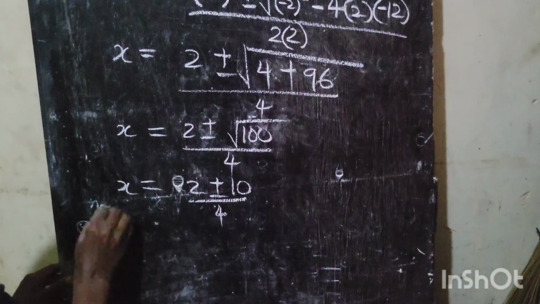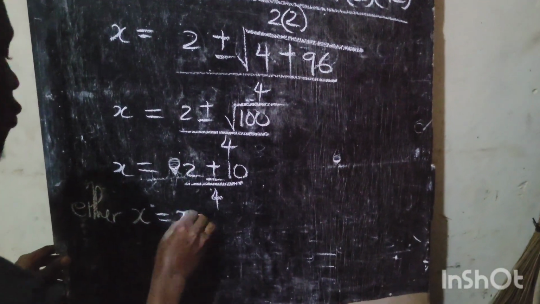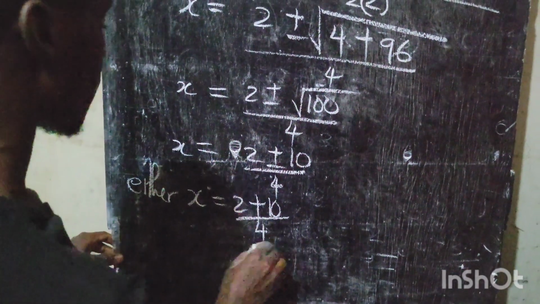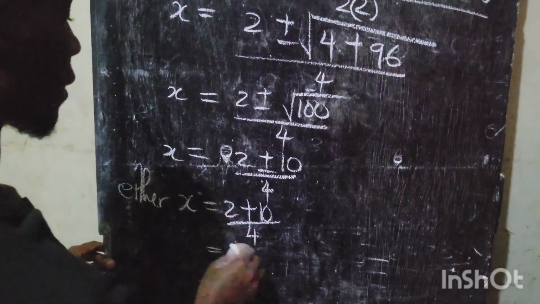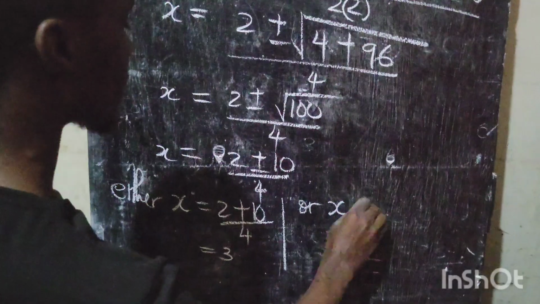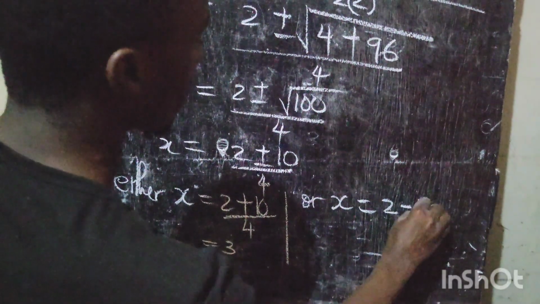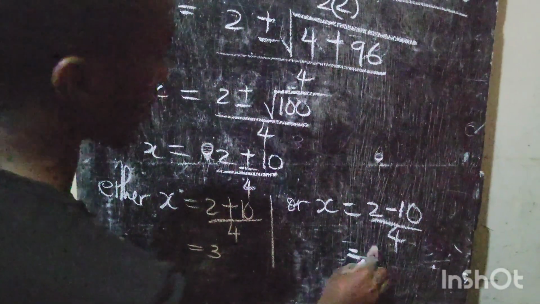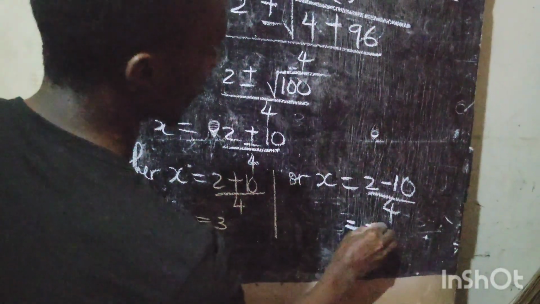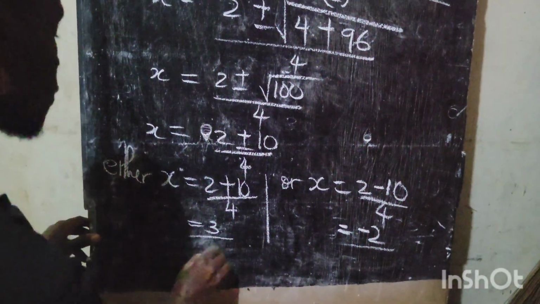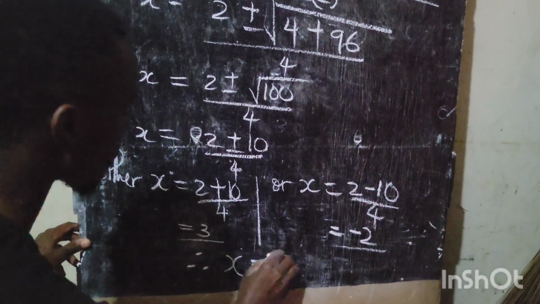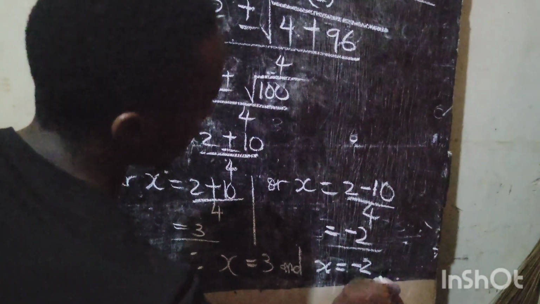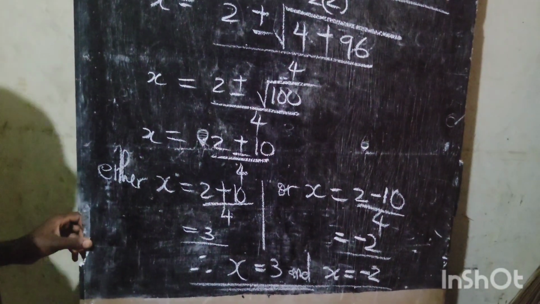So either x is equal to 2 plus 10 over 4 when we take a plus, which shall be a 3, or our x is equal to 2 minus 10 over 4 when we take a minus, which shall become a negative 2. So therefore our x is 3 and our x is negative 2. So that's it.